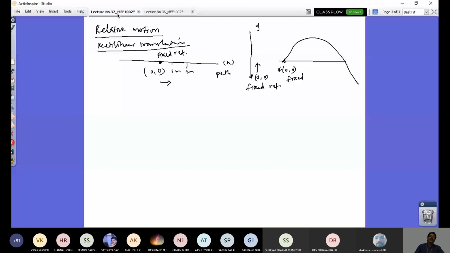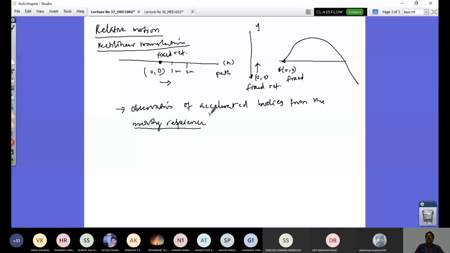So when does this relative motion come? Observation of accelerated bodies from the moving reference. From the moving reference. So the moving reference is also accelerated.